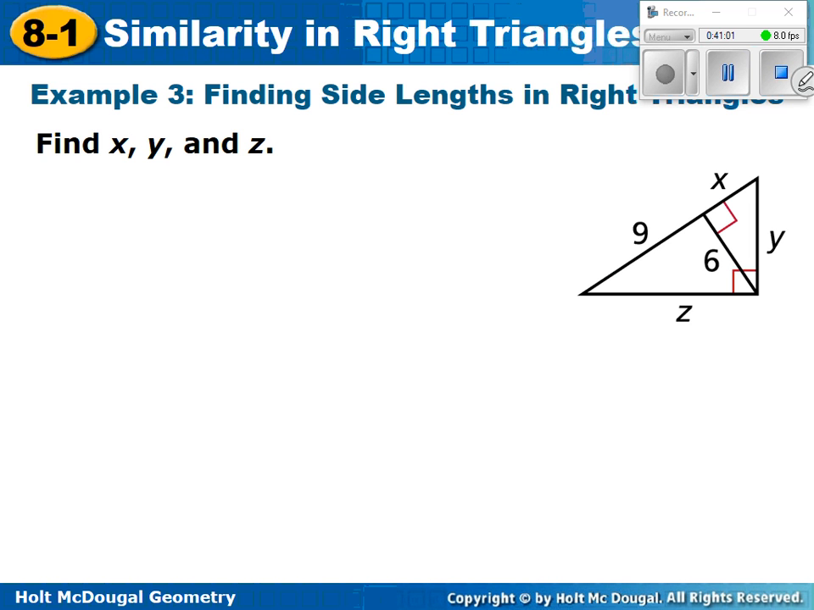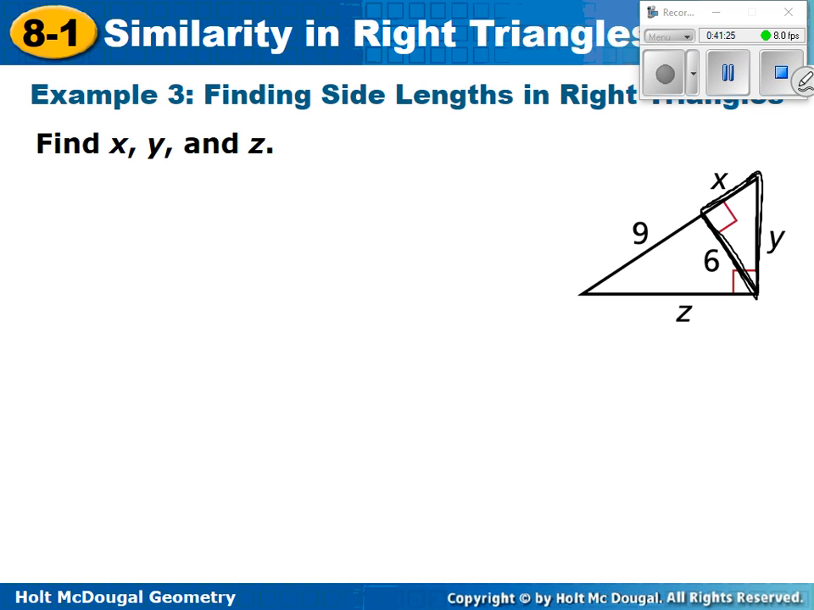But the problem is going to be here. Let's say I want to find x, and I look at this little right triangle right here. Can I use Pythagorean theorem to find x in that little right triangle? Why not? Because there's two variables. So you can't always do Pythagorean theorem because you may not have enough information. So you may have to use these shortcuts.